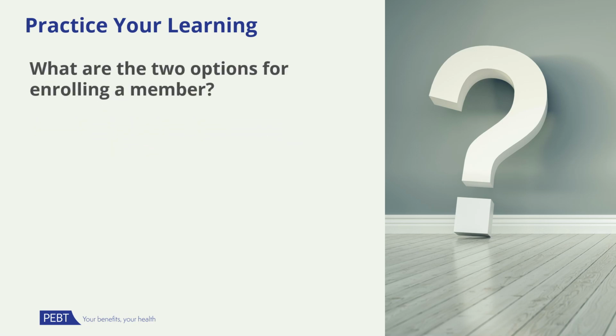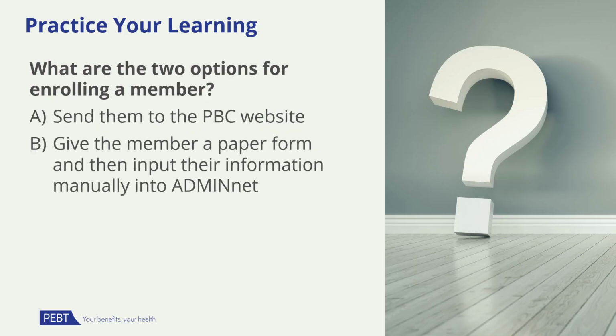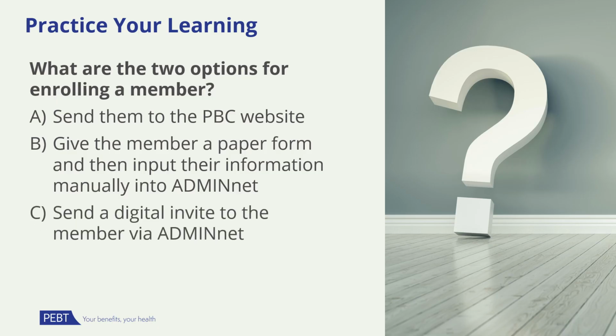What are two options for enrolling a member? A, send them to the PBC website. B, give the member a paper form and then input into AdminNet. Or C, send a digital invite to the member via AdminNet. The answer is B and C.